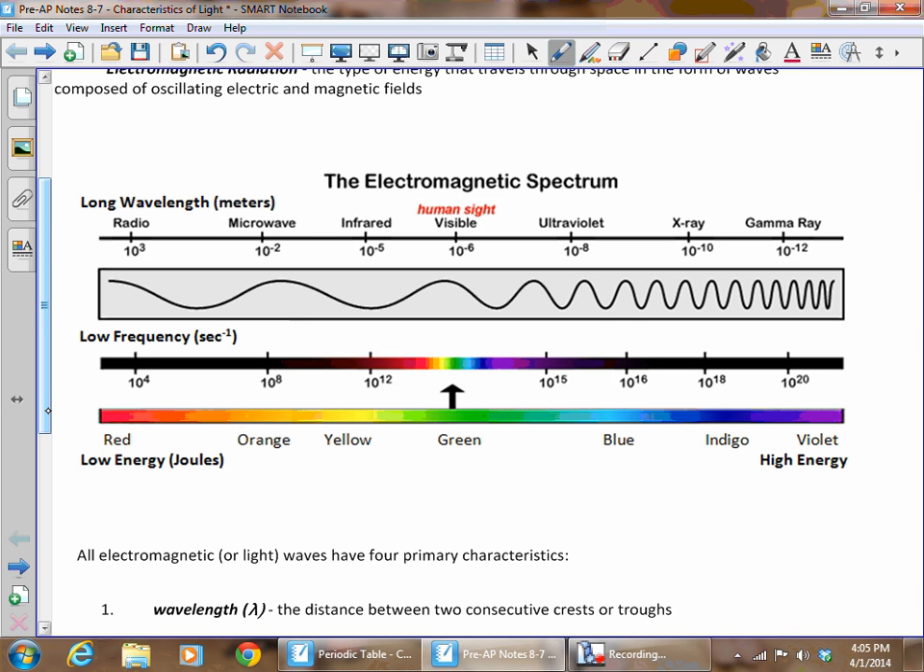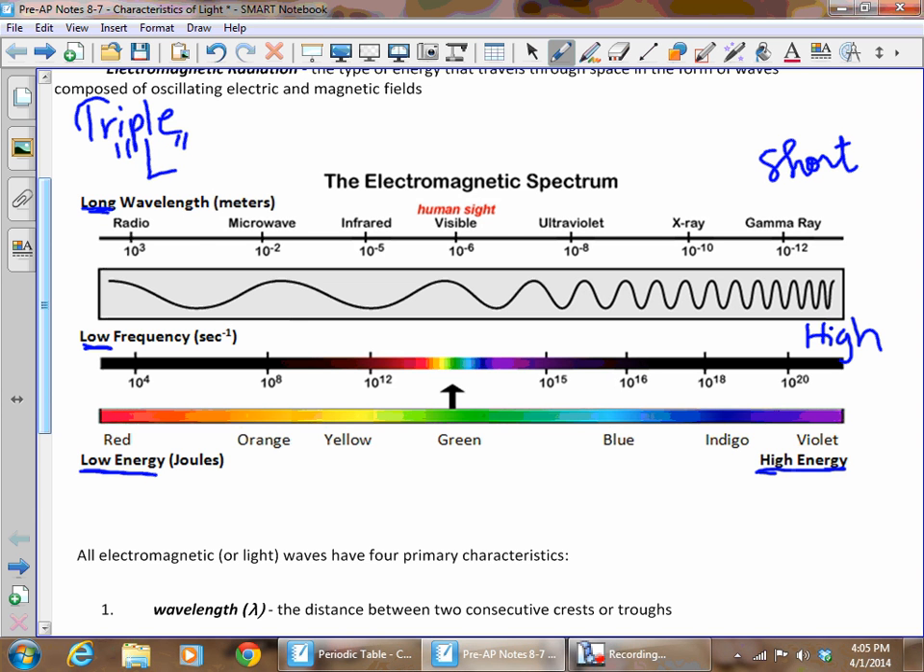On this particular spectrum, we are looking at the waves in order from what I call the triple L side. The triple L side is the side that has the long wavelength, the low frequency, and the low energy. And on the opposite side of the electromagnetic spectrum, we have the short wavelength, the high frequency, and the high energy.